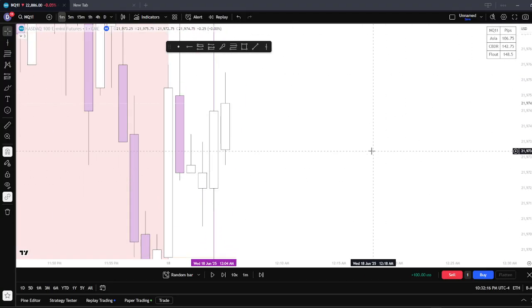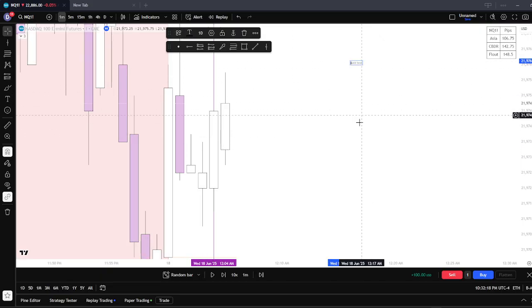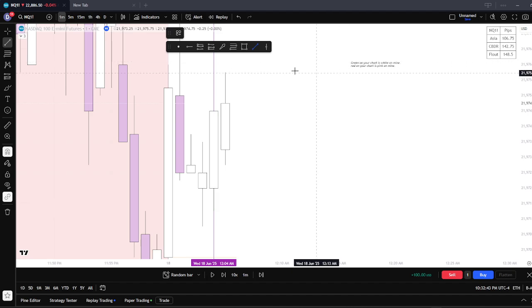For your chart, I'm just going to write this out so you guys can understand. Green on your chart is white on mine. Red on your chart is pink on mine. I just customized colors because I like the colors like this. But, so, a green. How does a candle work?